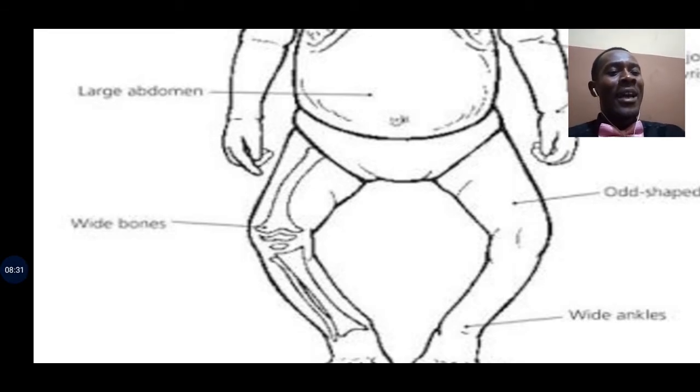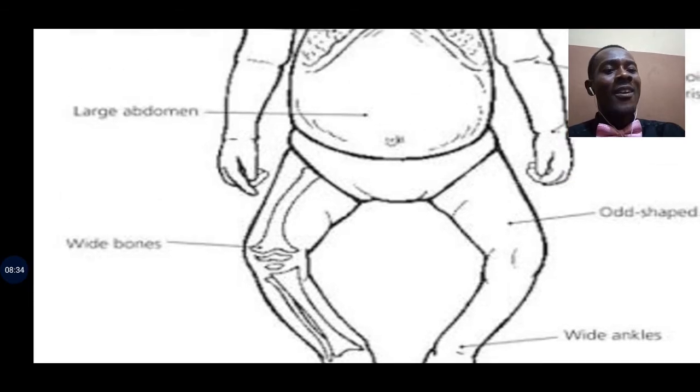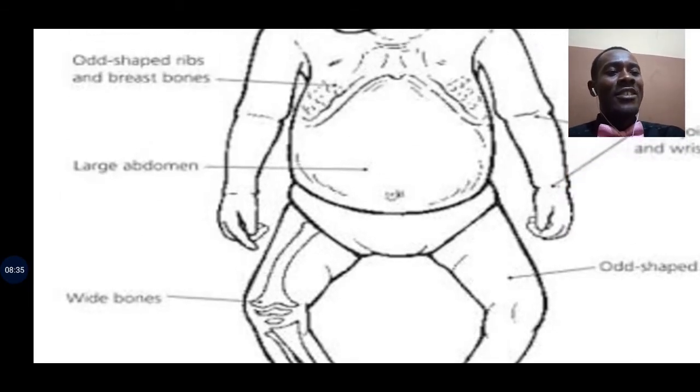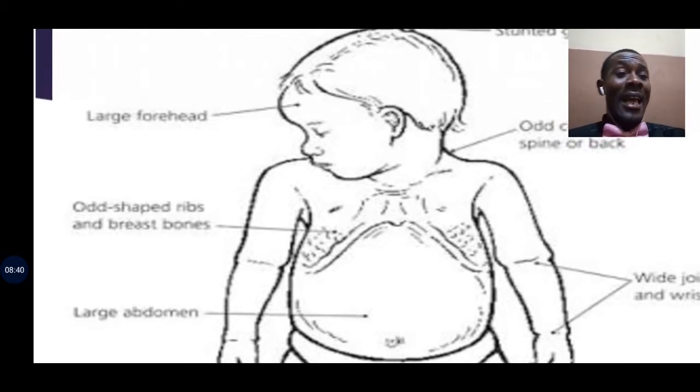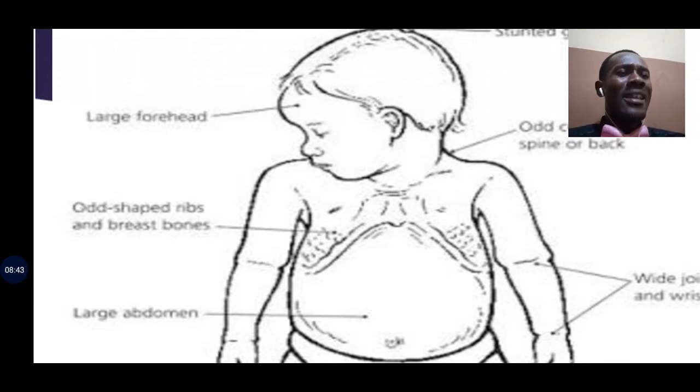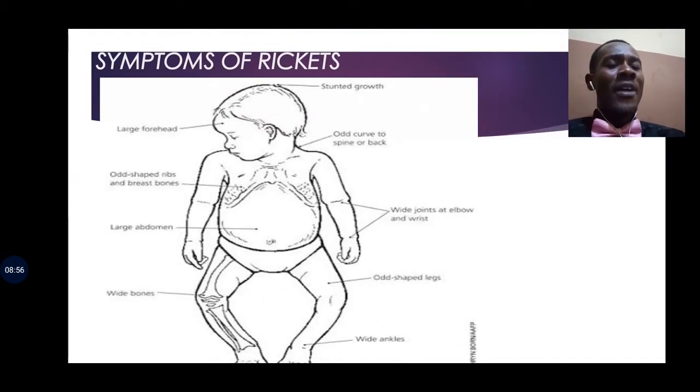There is also the widening of the ankles. It also affects the child. The bones are unusually shaped. Why? Like I told you, lack of vitamin D causes the bone to be soft instead of being hard due to lack of deposition of calcium in the bone. And so these are some of the major symptoms that the child is going to suffer from. As you see, the child is well deformed, with skeletal deformity.